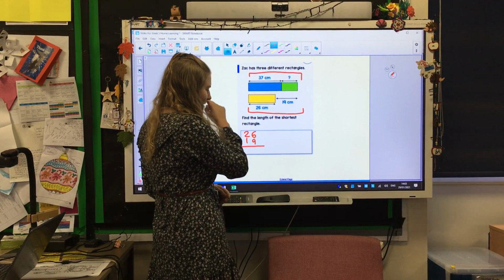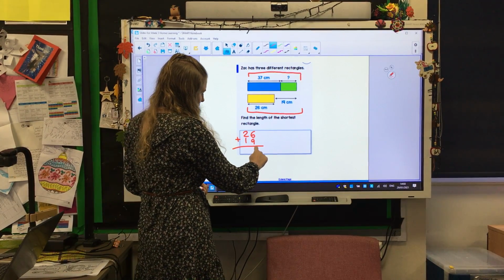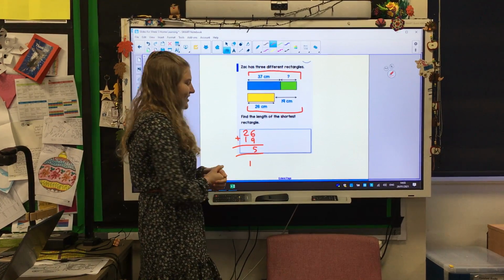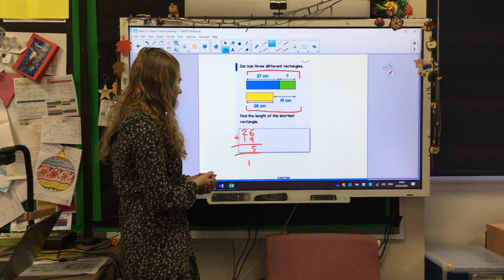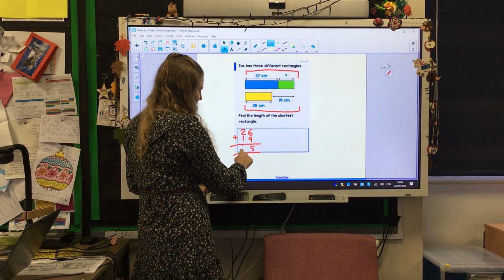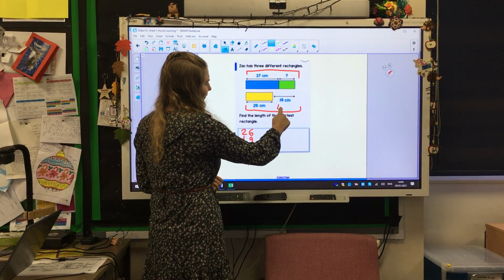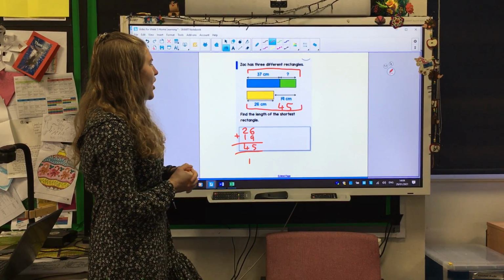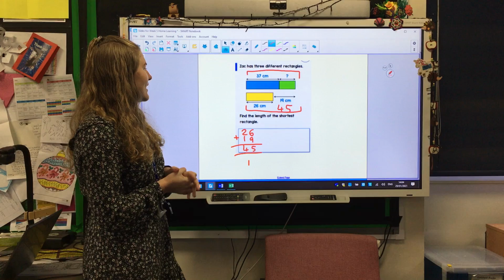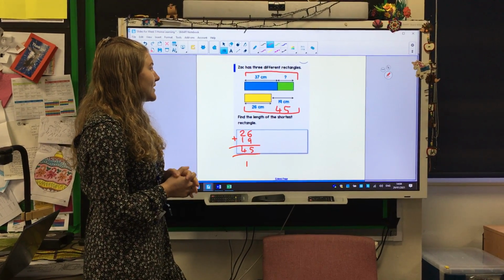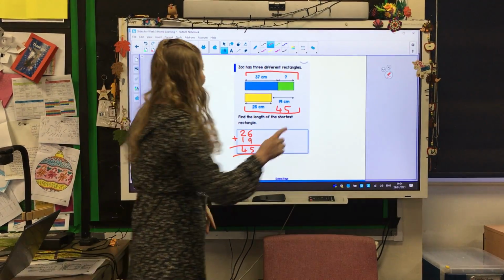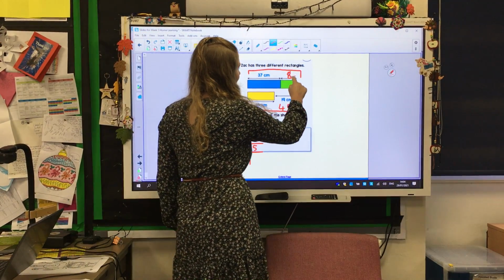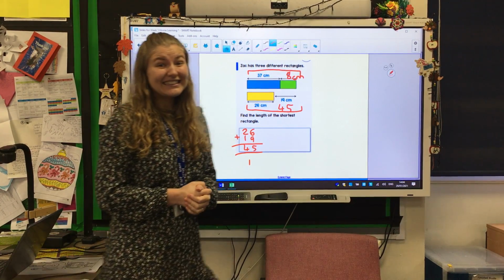Let's do the nice column method just in case we're feeling a bit tricky today. So we've got a 5 and a 1 because it's 6 add 9 is 15. And then we've got 2 add 1, which is 3, so 4. So all of that equals 45. Which means all of this is going to equal 45 as well. So really easily in our head we can see that the difference is going to be 8. So the length of this rectangle is going to be 8 centimetres. Easy.